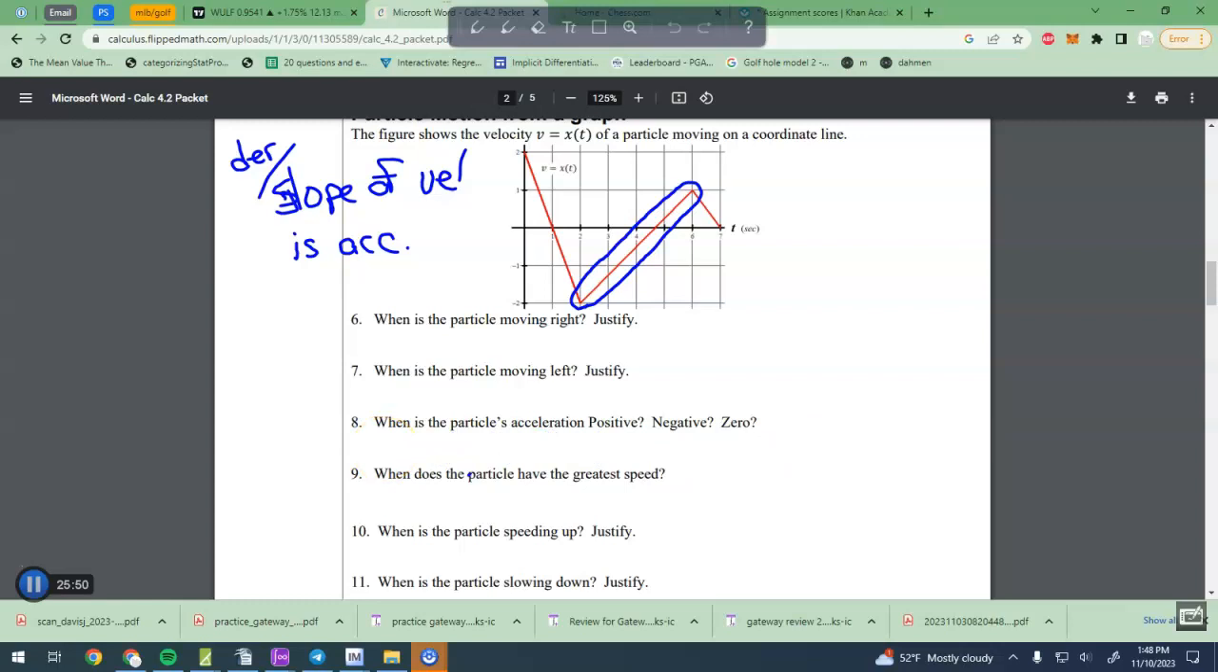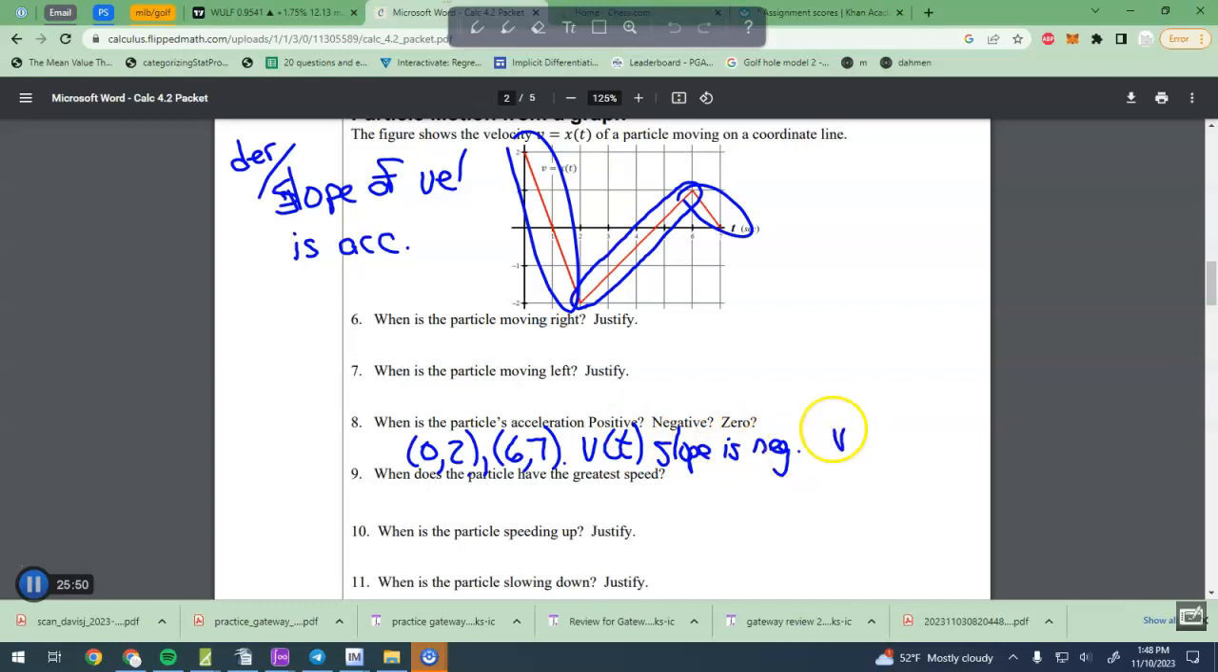Alright, negative. That would be this stretch and this stretch. So 0 to 2 and 6 to 7, because the slope of v of t is negative, or v prime of t is less than 0. Again, the words slope and derivative are basically interchangeable. What I said here is the velocity derivative is negative. What I said here is the velocity derivative is negative. I'm just writing it. You can write it either way.